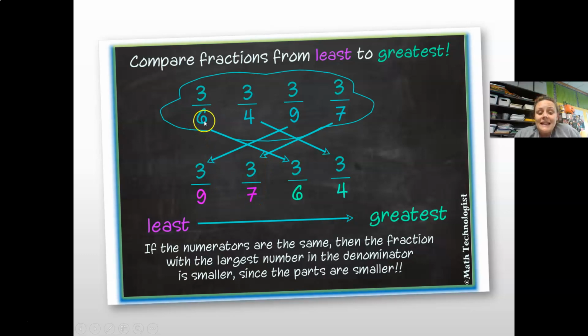Then we've got our 6ths, which is a half. 3/6 would be the next biggest. And then the 4ths would be the biggest size pieces, and you got 3 of them. So that would be the greatest amount. So if the numerators are the same, then the fractions with the largest denominators, or bottom numbers, are actually the smaller amounts. So think of pizzas.